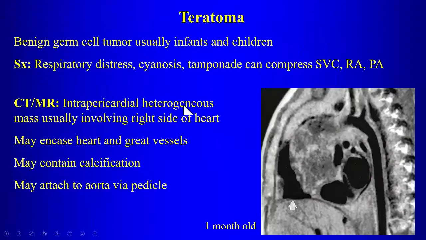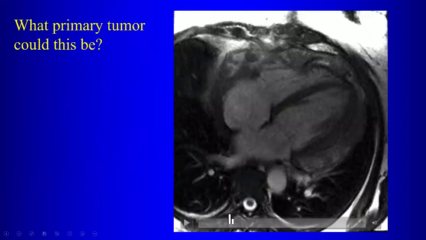Teratomas can also occur, but these tend to affect very young patients, infants and children. This is a 1-month-old here with a teratoma. So in an infant with a pericardial tumor, you might suggest teratoma. These can contain calcifications also, just like teratomas anywhere else.